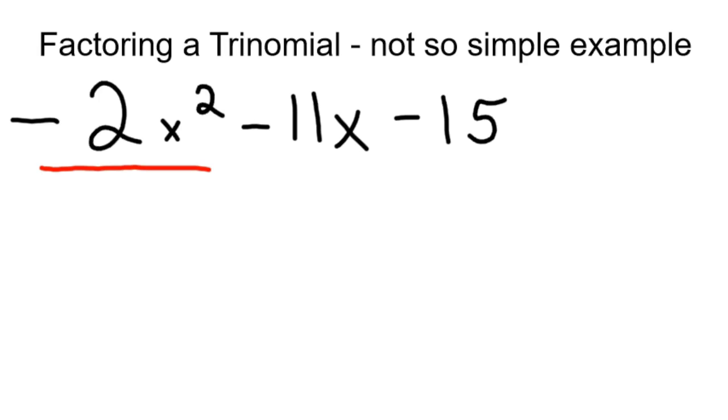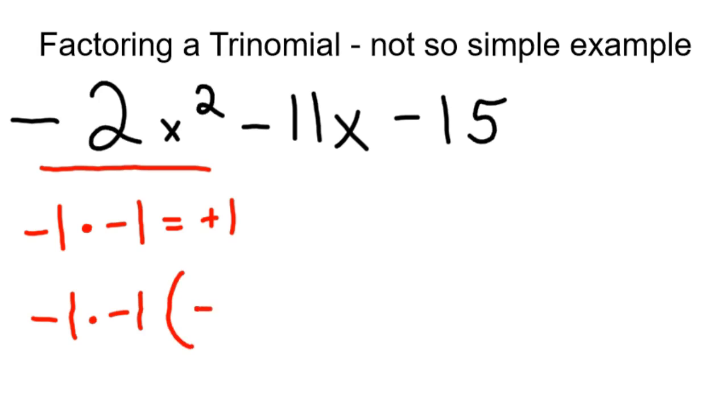And so we use a fact where we know that negative 1 times negative 1 equals a positive 1. So if you multiply that whole thing by two negative 1s, you don't change it at all. So let's just do that. So we'd have a negative 1 times a negative 1, parenthesis, negative 2x squared minus 11x minus 15.